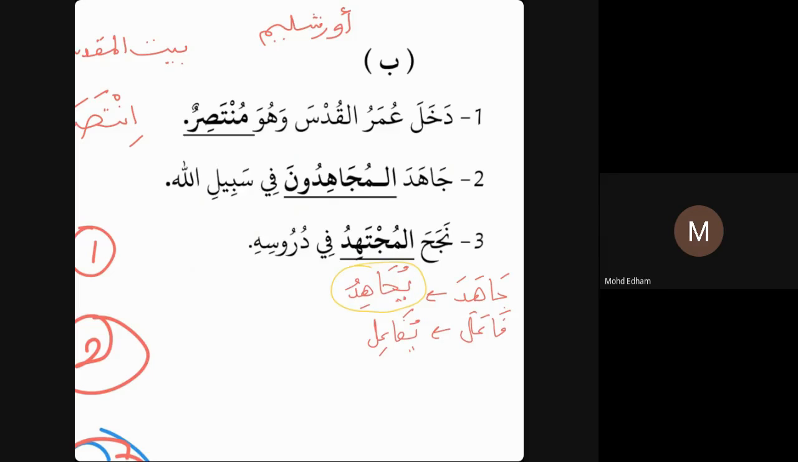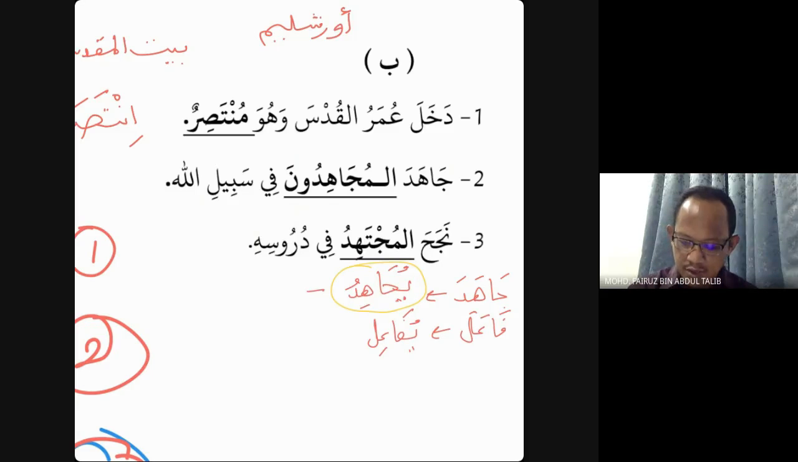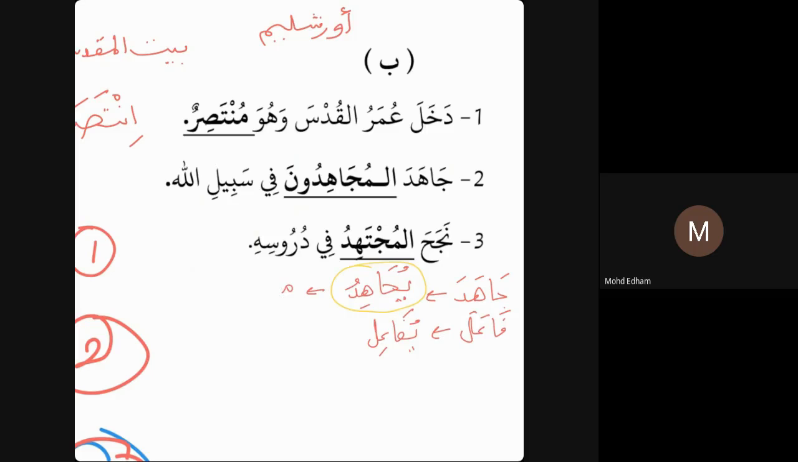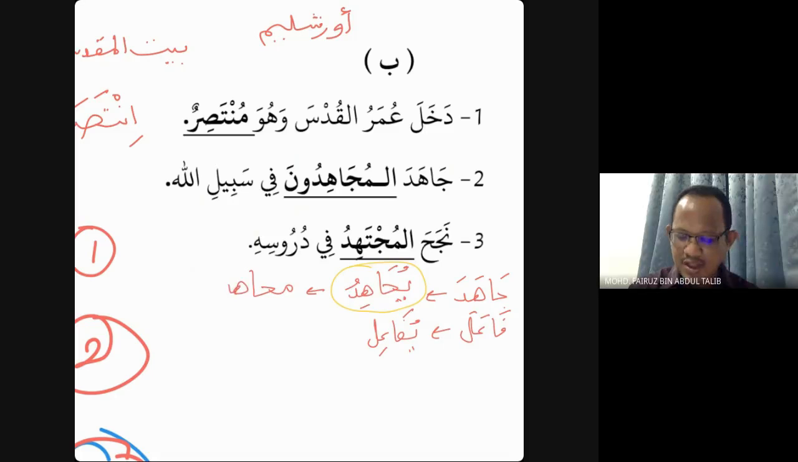Remove the ya and replace it with mim. Good. So what is the word now? How do you read the word now? Mujahidu. Yes, you replace the ya with the mim, and the mim must come with a dhamma. Mu. Okay, that is the second word.